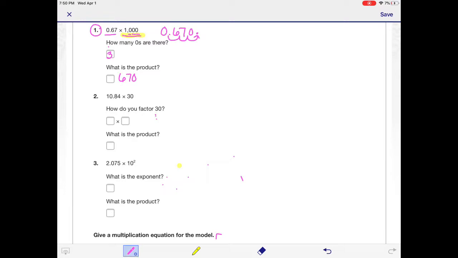So go back and check your answers when you're doing your test. Make sure that it makes sense, that you're multiplying it. It should be a bigger answer.